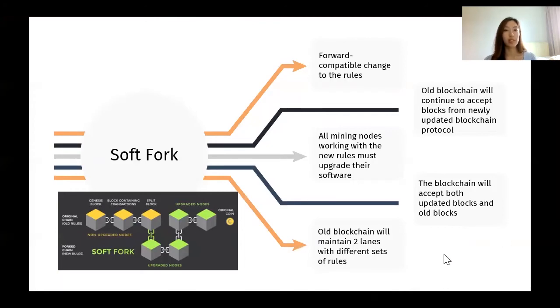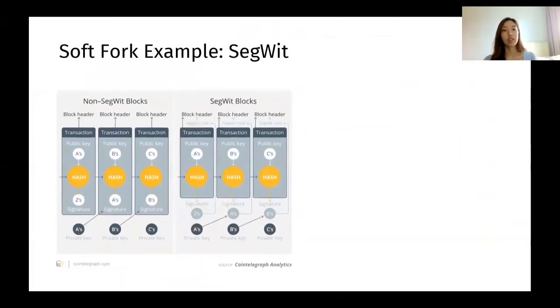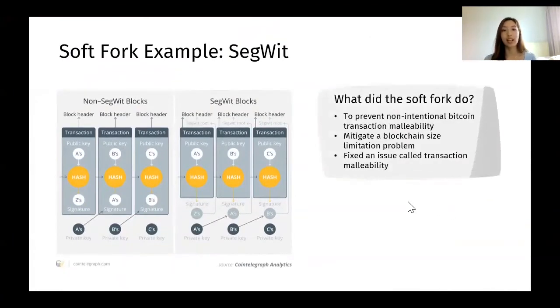So for this, we have an example. Segregated Witness, or SegWit, is an implemented soft fork change in the transaction format of Bitcoin. The declared purpose is to prevent non-intentional Bitcoin transaction malleability, allowing optional data transmission and to bypass certain protocol restrictions with a soft fork. And it was also intended to mitigate a blockchain size limitation problem that reduces Bitcoin transaction speed.